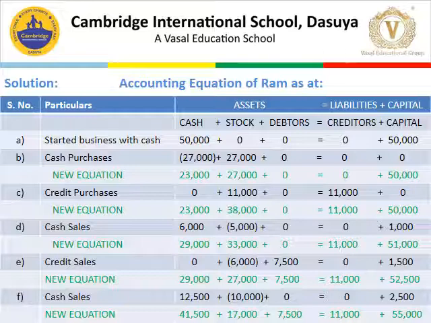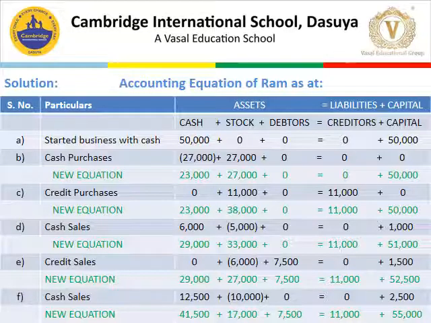Next is cash sale, which is given in the question: goods worth rupees 5,000. So 5,000 we will deduct from stock and 6,000 we will add in cash. The final effect of rupees 1,000 as a profit will be added back to the capital. So 6,000 added in cash, 5,000 deducted from stock, and 1,000 added in the capital. The new equation would become new cash 29,000, new stock 33,000, and creditors same as it is 11,000, and capital would become 51,000 after adding the profit.